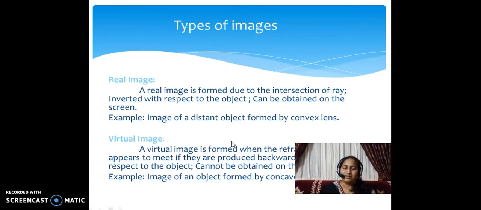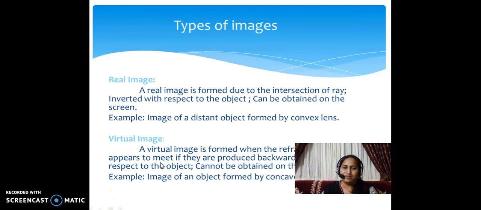So we call it a real image, whereas the image formed on the same side of the object we call a virtual image. This virtual image is the one which appears to meet, that is, the retracing path of the diverged rays from the concave lens gives you the virtual image, and it is erect with respect to the object and it cannot be obtained on a screen.